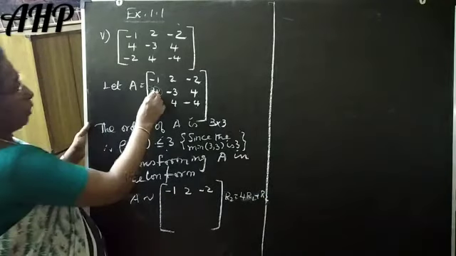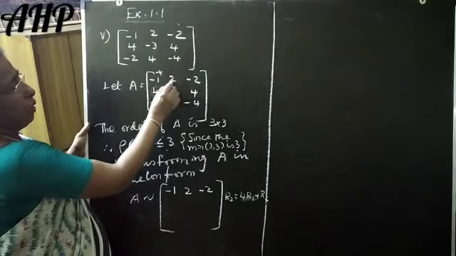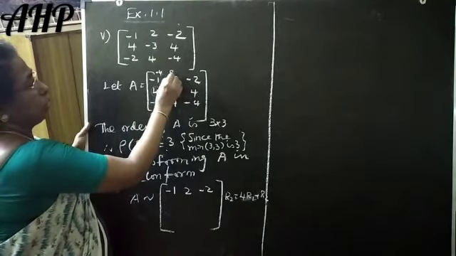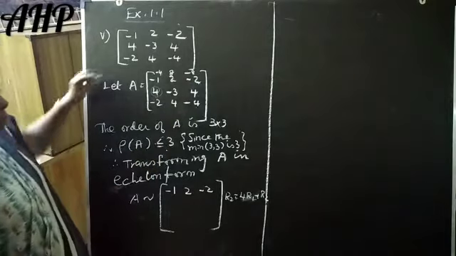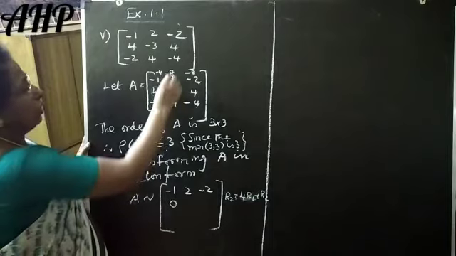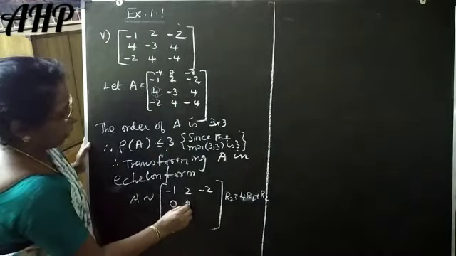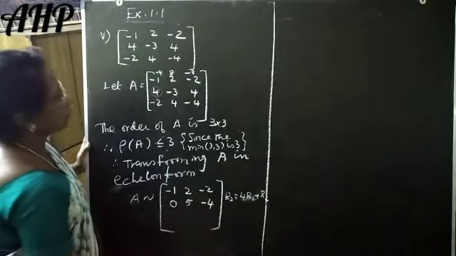So if you are going to multiply this by 4, minus 1 into 4 gives you minus 4. Minus 4 into 2 gives you 8. 4 into minus 2 gives you minus 8. Now adding this, plus 4 minus 4 gives you 0. 8 minus 3 gives you 5. Minus 8 plus 4 gives you minus 4.